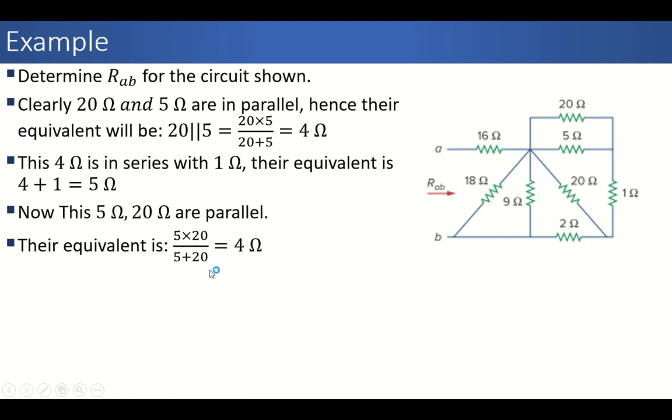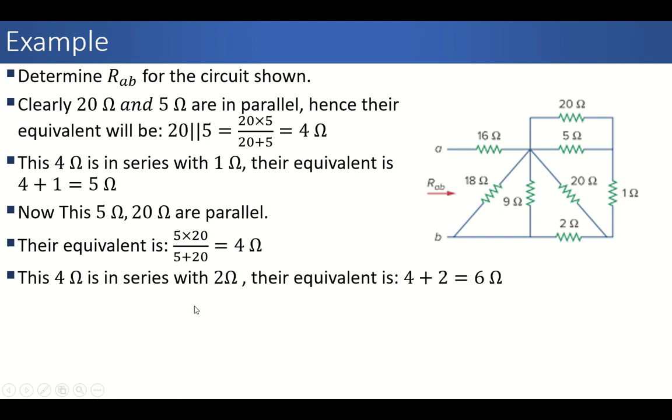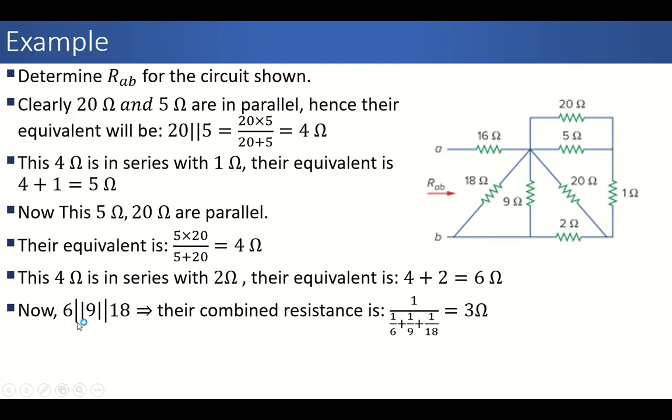Now if we replace this with a 4 ohm resistance here, we can see that this will be in series with the 2 ohm resistance. So their equivalent will be 4 plus 2, that is 6. So we can now simplify this whole resistance network with a single resistance whose value will be 6 ohm. So if we place that 6 ohm resistance here, we can see that now that 6 ohm resistance, 9 and 18 will be in parallel.